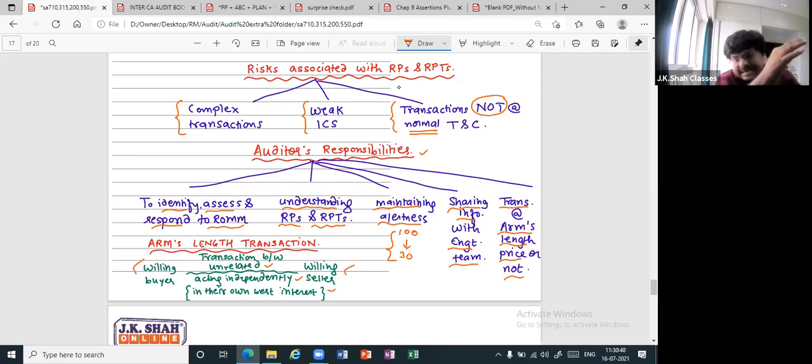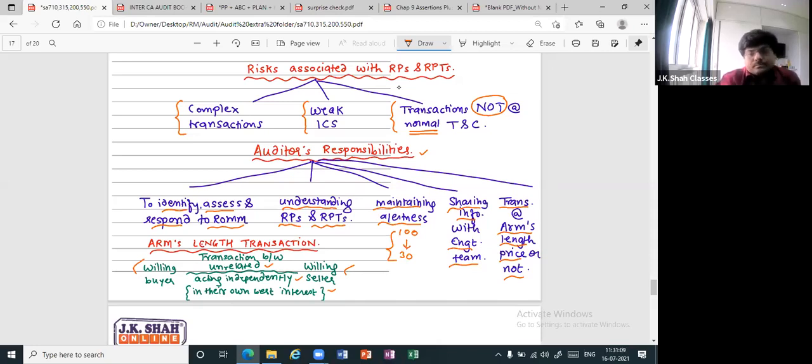It means the buyer is acting in the interest of himself only. The seller is acting in the interest of himself only. The seller is not acting in the buyer's interest. See, if the seller is acting in the buyer's interest, the seller will give it for free. If the buyer is acting in the seller's interest, I will give you more than what is required. Exactly, so that is not going to happen. Arm's length means own interest.